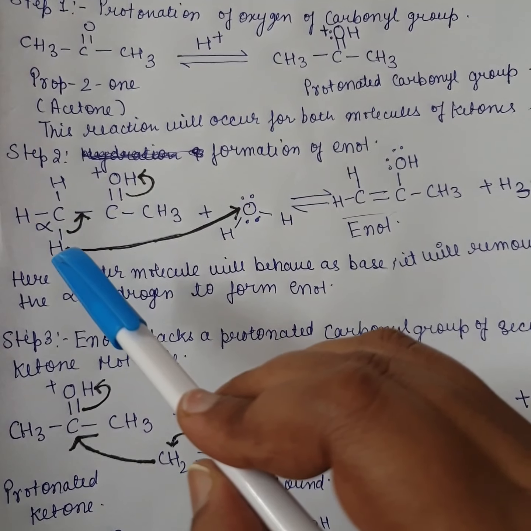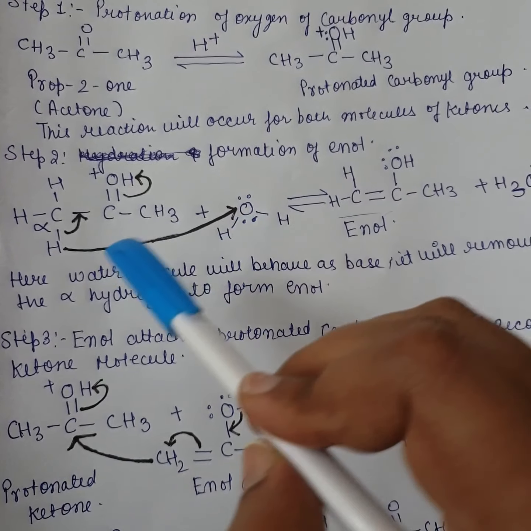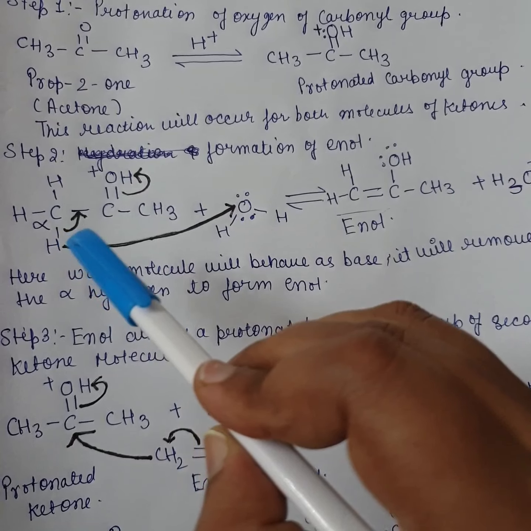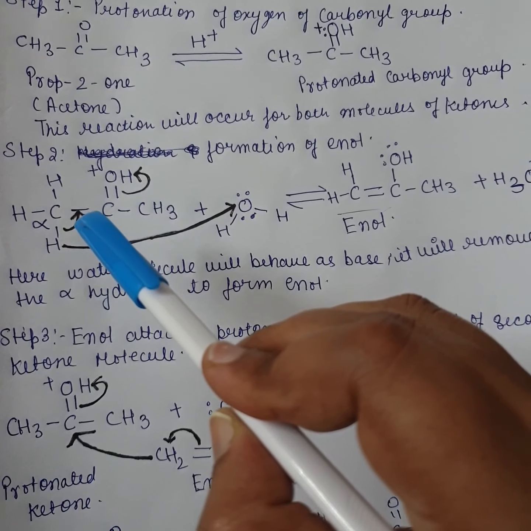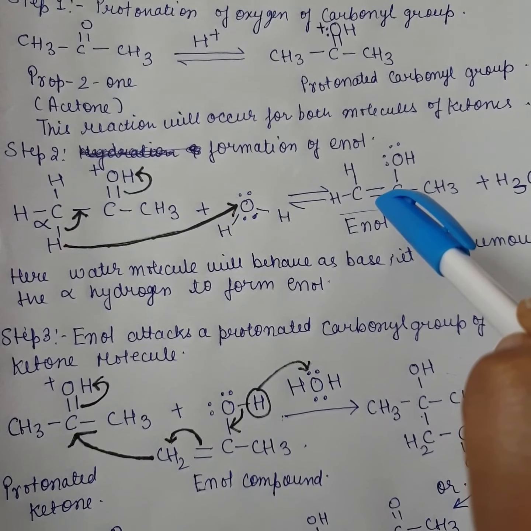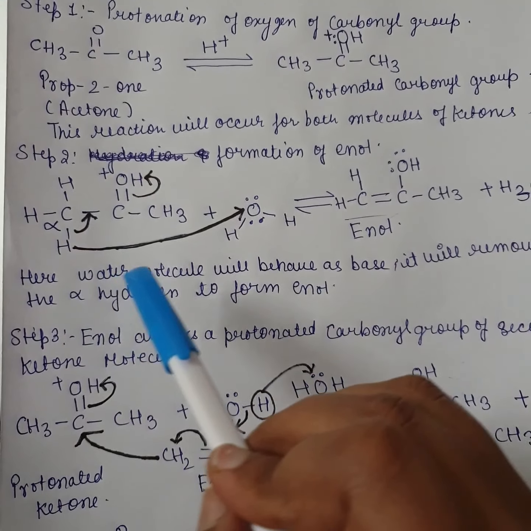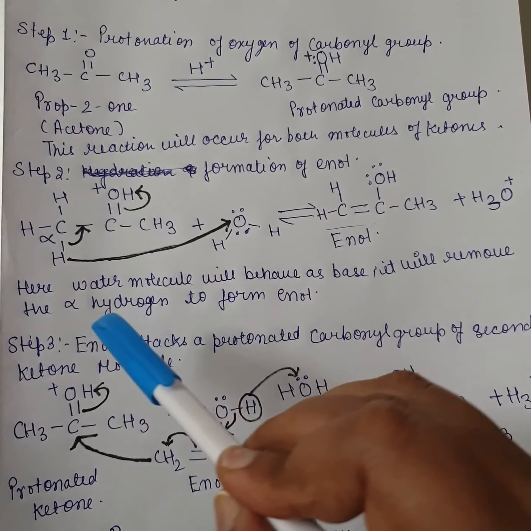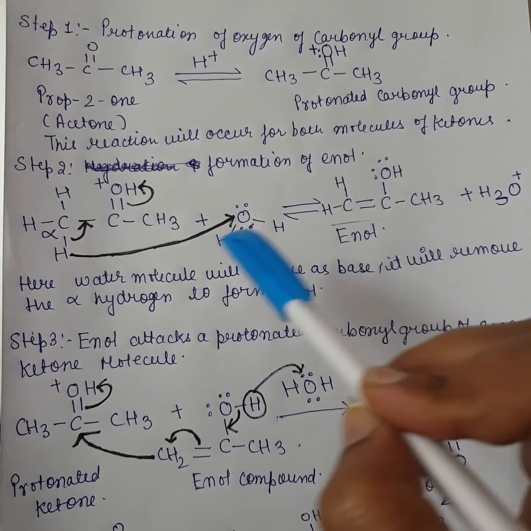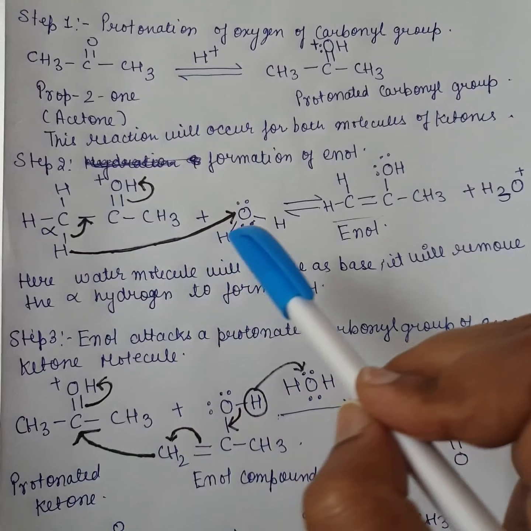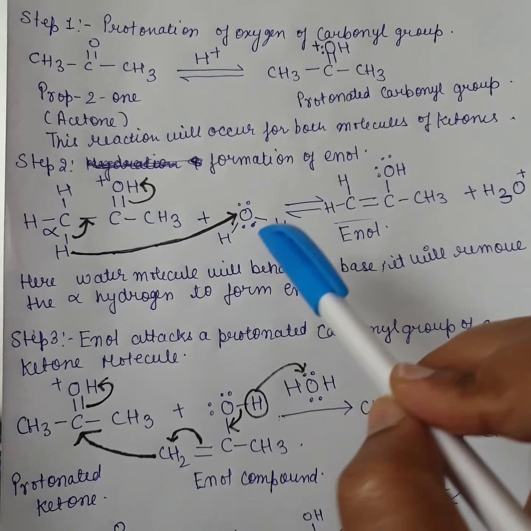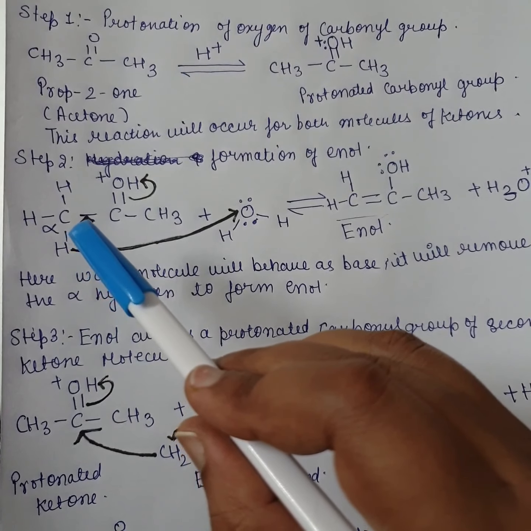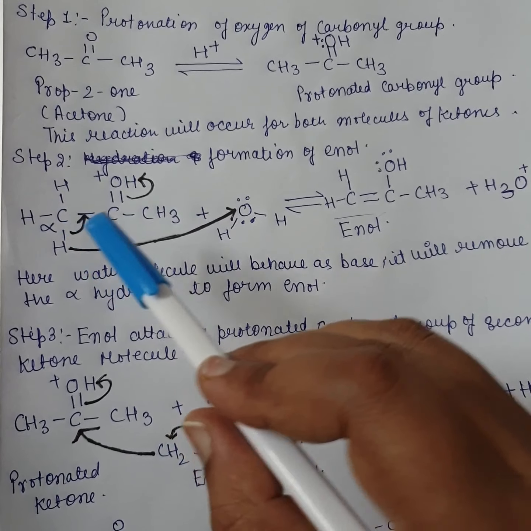So here you can see the hydrogen is taken by this water molecule, and the electrons which are shared by this carbon-hydrogen bond will go to the other side of the bond and convert into a double bond. Here the water molecule will behave like a base. It will remove the alpha hydrogen to form the enol. So here you can see the alpha hydrogen is removed by this water molecule. This water molecule basically abstracts the alpha hydrogen from this alpha carbon.